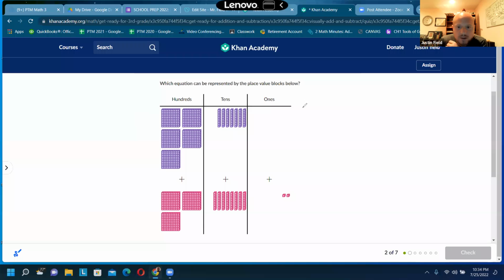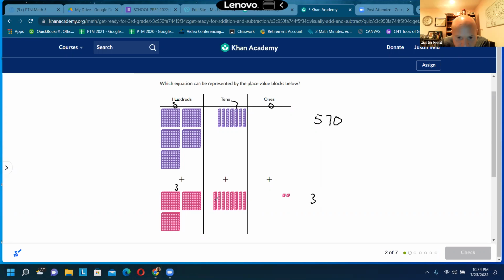5 in the first one. And how many 10s? 1, 2, 3, 4, 5, 6, 7. And there are 0 1s. So that's 570. And then here we have 3 hundreds. 1, 2, 3 there. That's 5 there. And a 7 and a 0.